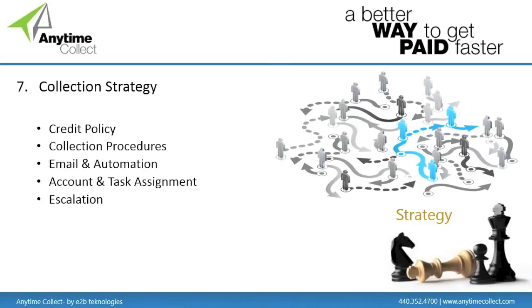Look at, if you're a large organization, the account and task assignment. If you have 2 or 3 people in credit collections, maybe you want to segment your accounts. You have one person focused on your top 20 customers, top 30 customers, what have you. Maybe you divvy them up based on geography. You have somebody handling East Coast, somebody handling West Coast. There's lots of ways to gain efficiencies here.